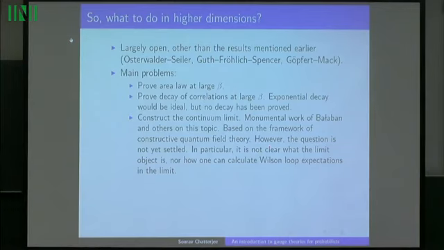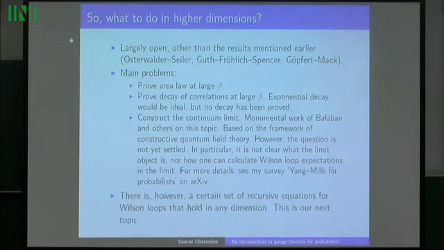Now what Balaban was mainly studying is the partition function. It's not clear what the limit object is, even if this whole work is understood somehow. It's also not clear how to calculate Wilson loop expectations or any other observables in the limit. So I have more details in this survey. Now there is a set of recursive equations for Wilson loops.